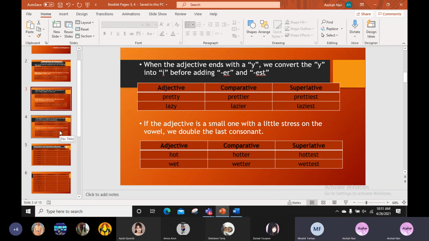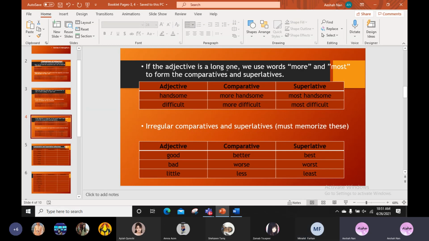Teacher, there was something like this in comparative and superlative, more beautiful and most beautiful. Yes, I'm coming to those points next. If the adjective is a long one, we use the words more and most to form the comparatives and superlatives. For those adjectives which sound strange when we add ER or EST, we add more before the adjective to form the comparative and most to form the superlative. Like handsome, more handsome, most handsome, difficult, more difficult, most difficult, okay?